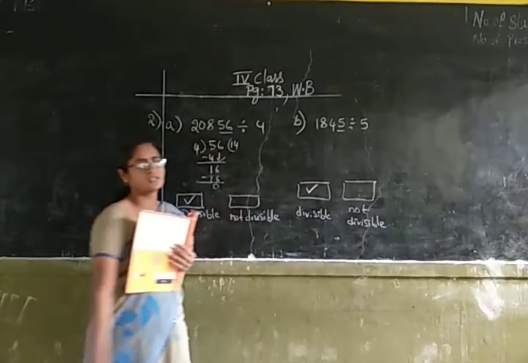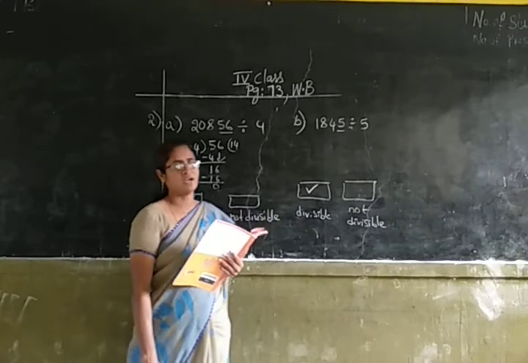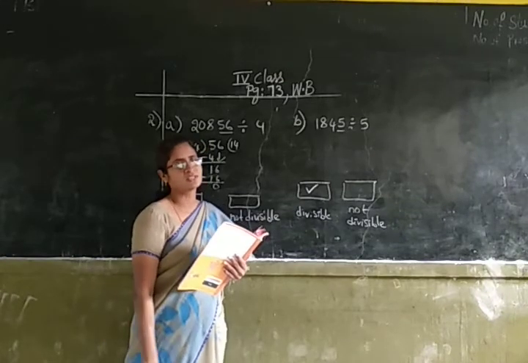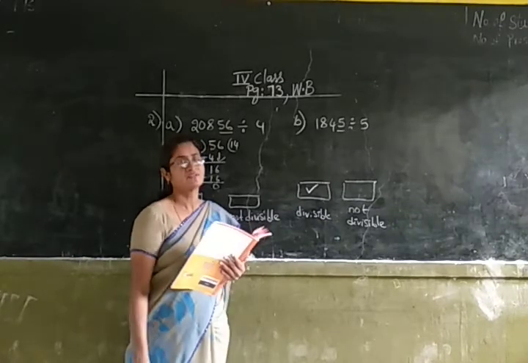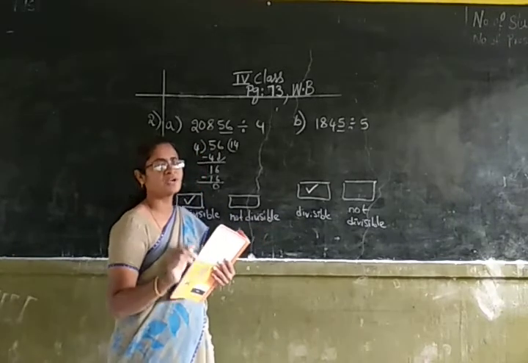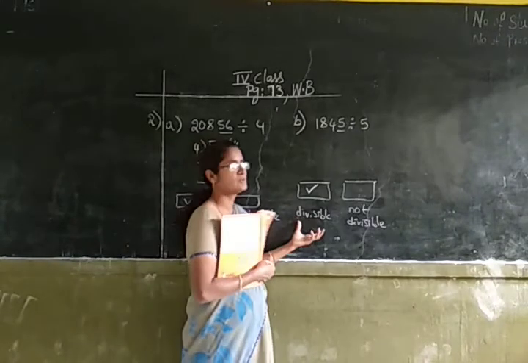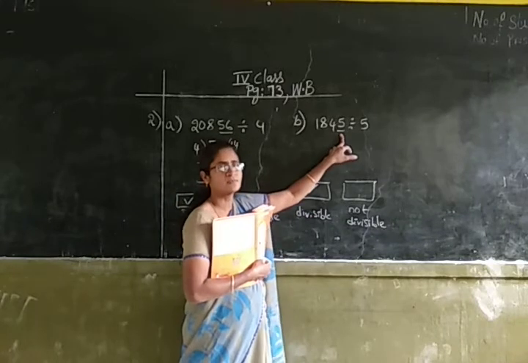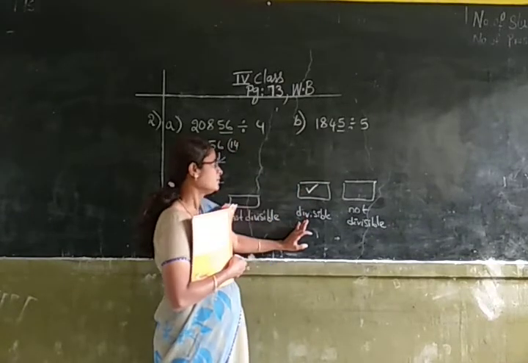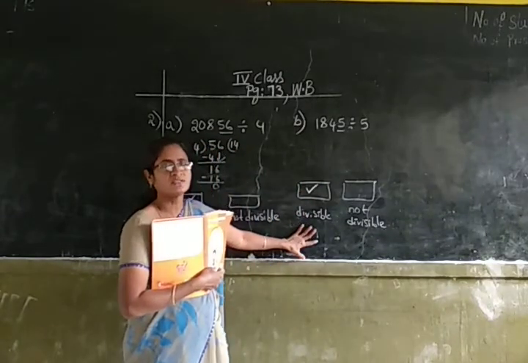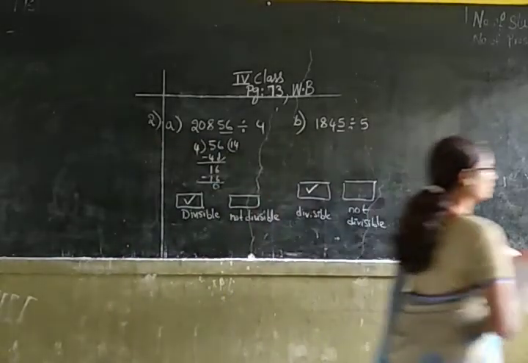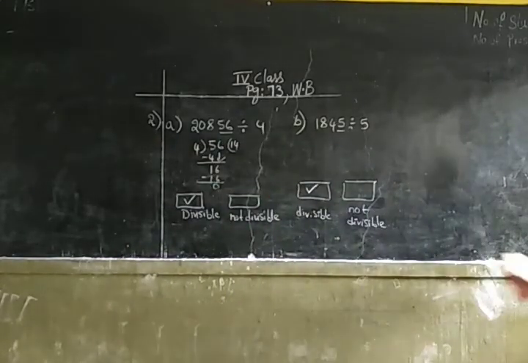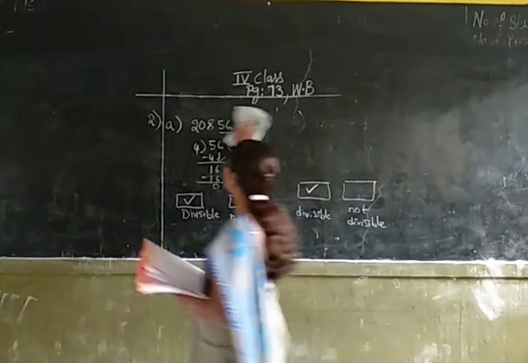Did you understand children? According to the divisibility rule of 5, if the digit in the ones place of the number is 0 or 5, then the number is divisible by 5. Here the digit at its ones place is 5. So this number 1,845 is divisible by 5. Okay children. Now let us do the C sum.